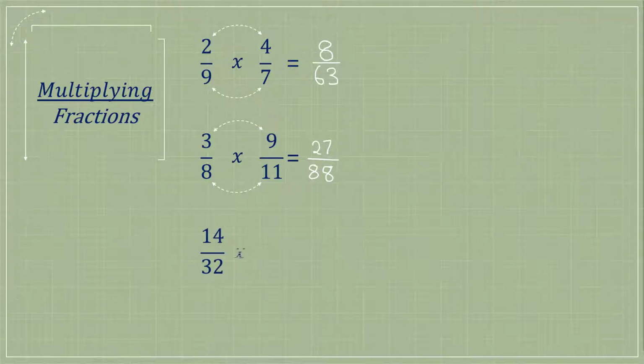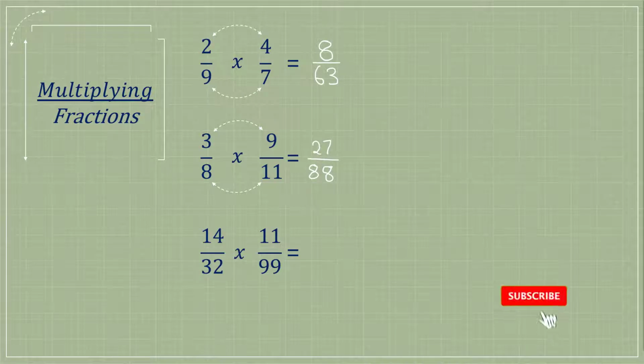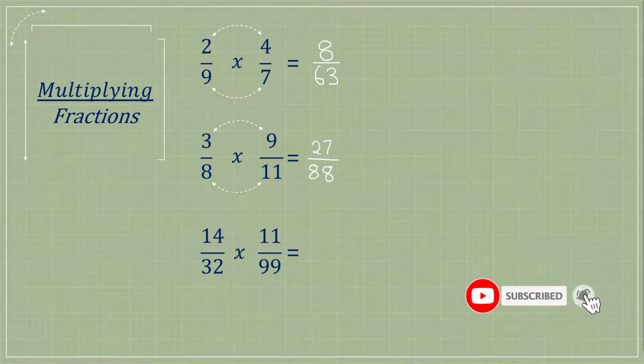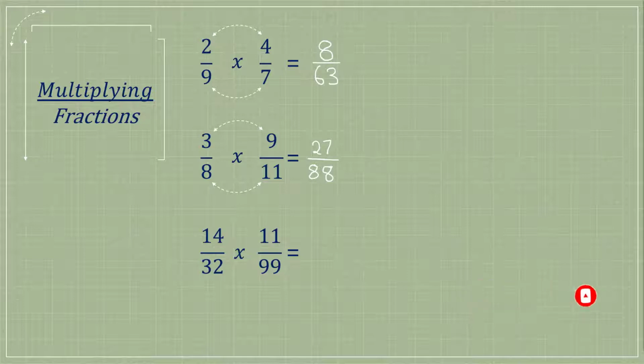14 over 32 times 11 over 99. This is an interesting one. This multiplication will let you use two shortcuts that I've previously shared with you all. Multiplying by 11 and multiplying by 99. Now you get to use them to solve actual problems.